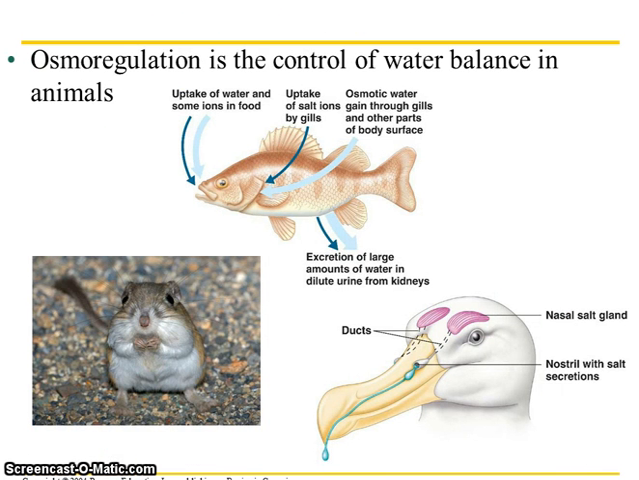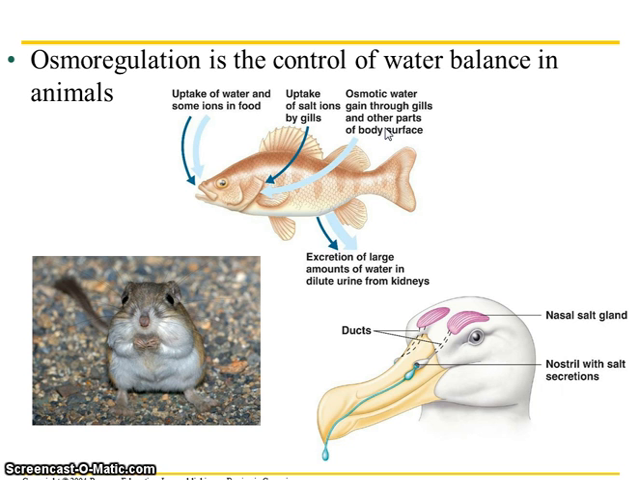Osmoregulation is the control of water balance in animals, and we have some really cool adaptations in the animal world to help control osmoregulation, water movement. So fish, for example, we've got marine fish and we've got freshwater fish, and both of those have to have different features to maintain normal water levels.